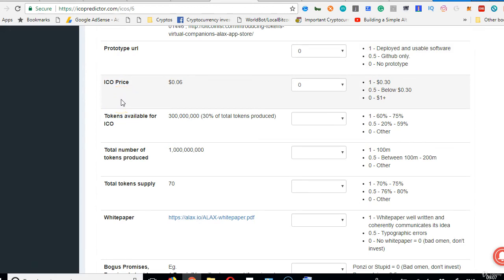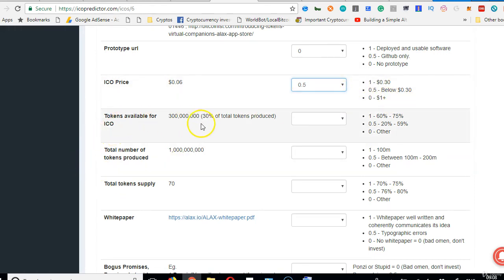ICO price. Now, if their ICO price is 0.3, then it makes sense. But if it is below, then it will give them a 0.5. So it's below 0.3, so I'm giving them a 0.5. If it is above 1, then we'll give them a 0. So their ICO price is around 0.06, so we're giving them a 0.5.